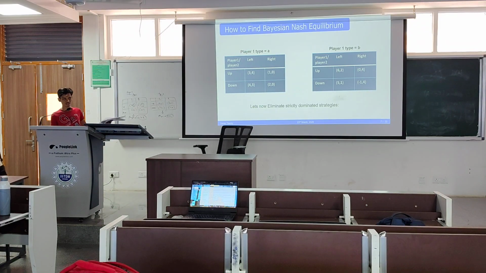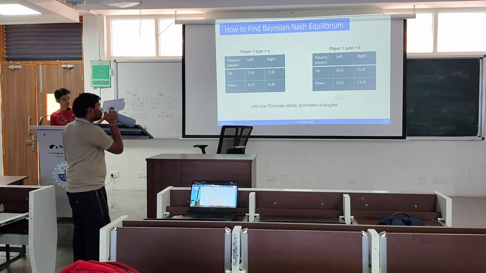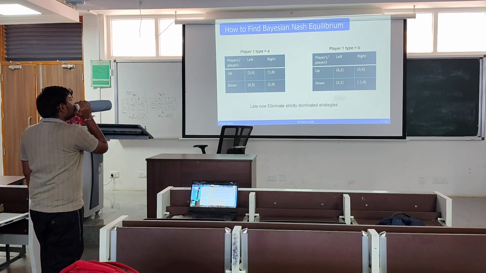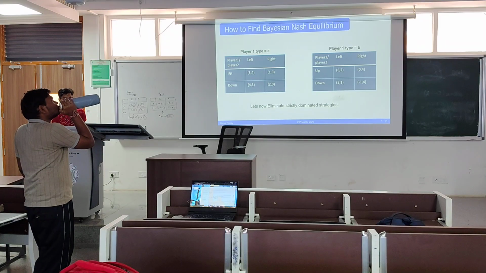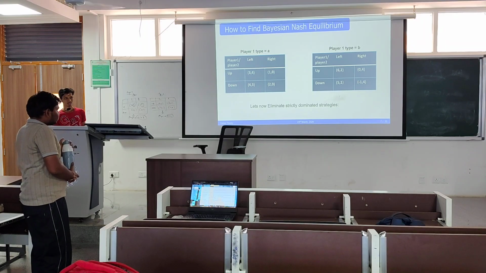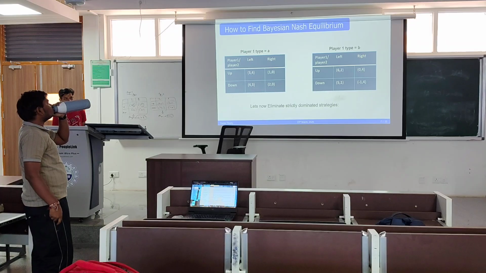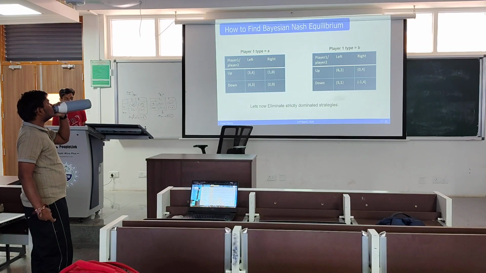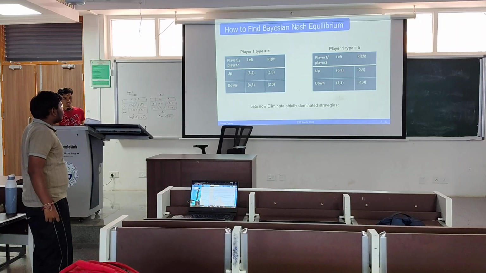In the first case we can see left is dominating the right for player 2, and in the second case right is dominating the left. So there will be confusion for player 2 whether to choose A type or B type. He doesn't know whether player 1 is choosing A or B, so he doesn't have any choice of eliminating the picks. So this is the example for a single type strategy.